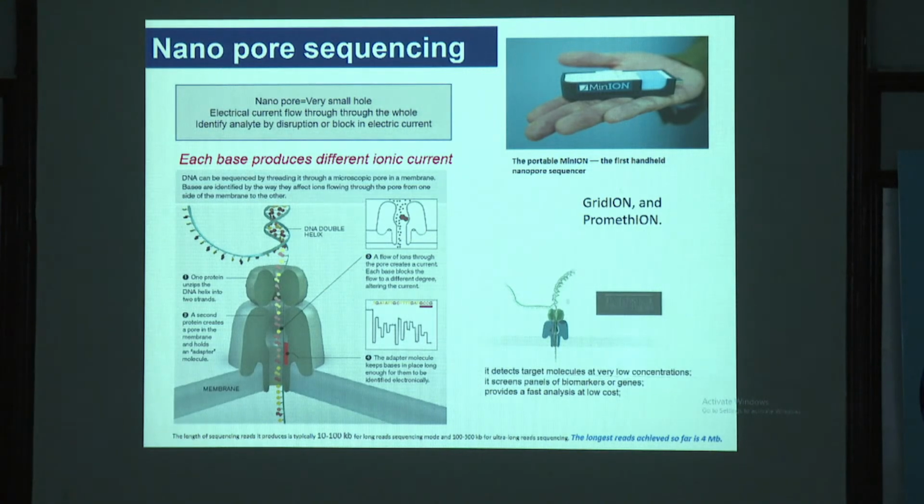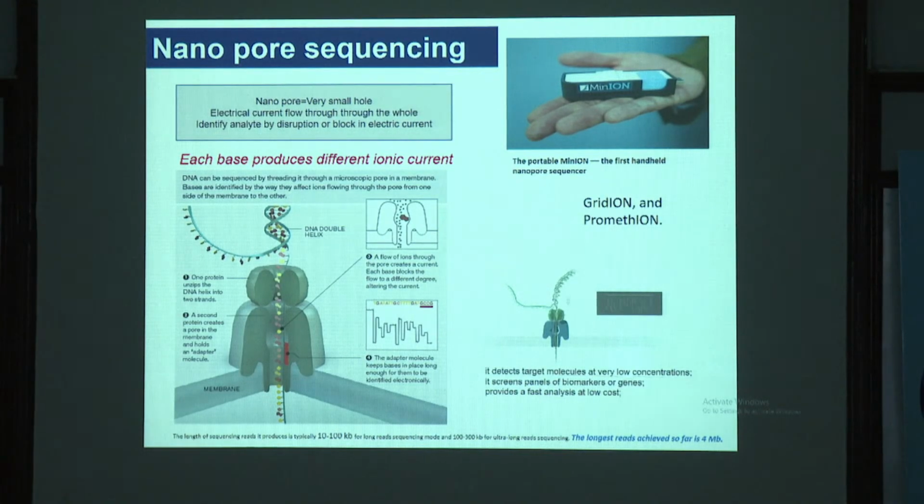Each base, A, T, G, C, whatever bases are there, produces a different ionic current. A flow of ions through the pore creates a current, and each base blocks the flow to a different degree, and the changes in the current are monitored. So whichever nucleotide passes, you will get to know it.